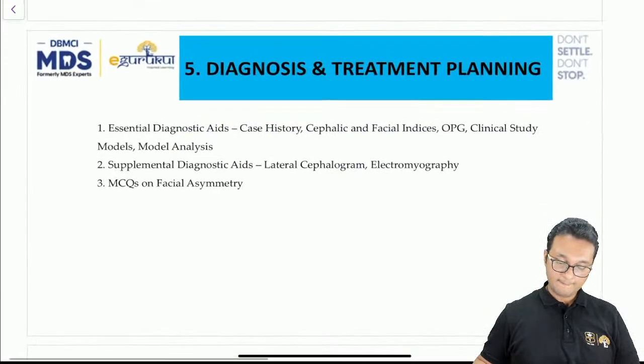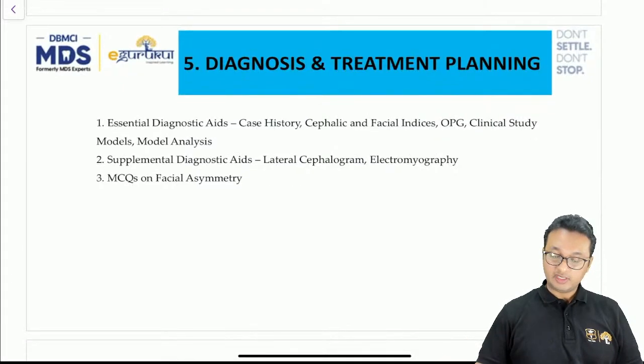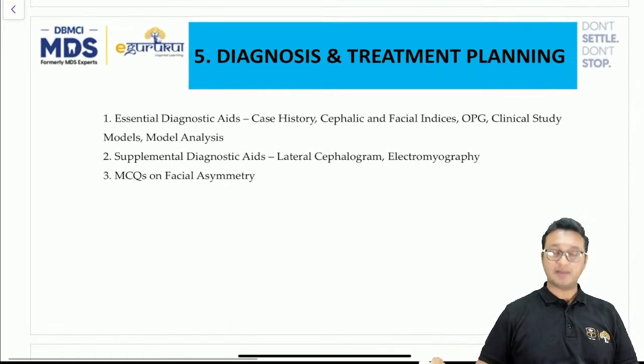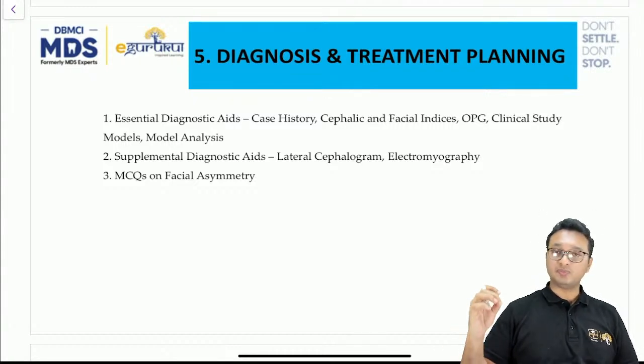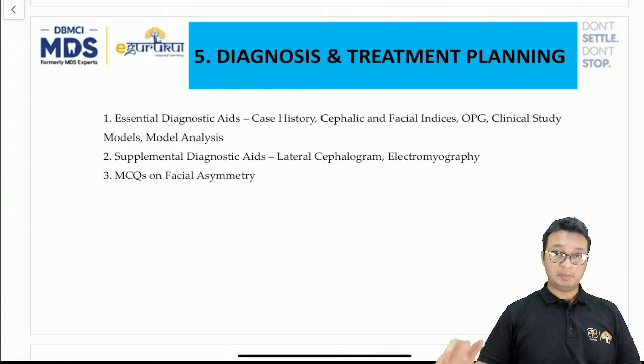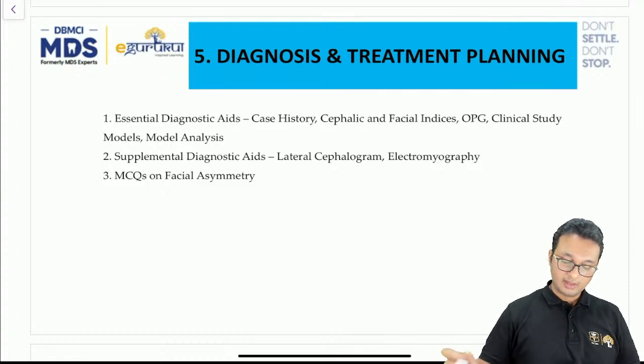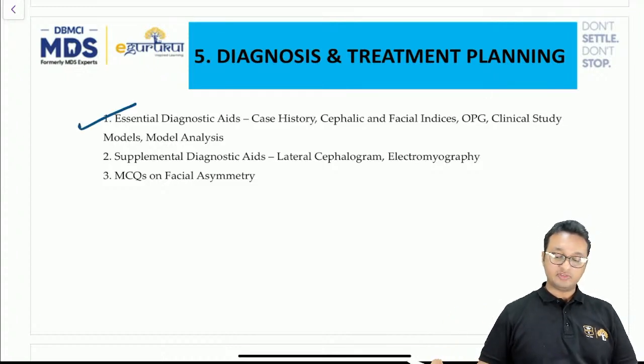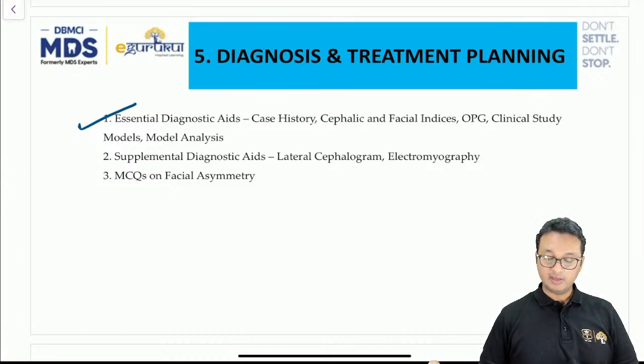All right. Next is diagnosis and treatment planning. Next chapter of importance is diagnosis and treatment planning. That includes both essential diagnostic aids and supplemental diagnostic aids. In essential diagnostic aids, case history, cephalic and facial indices, OPG, clinical study models and model analysis, these are important.